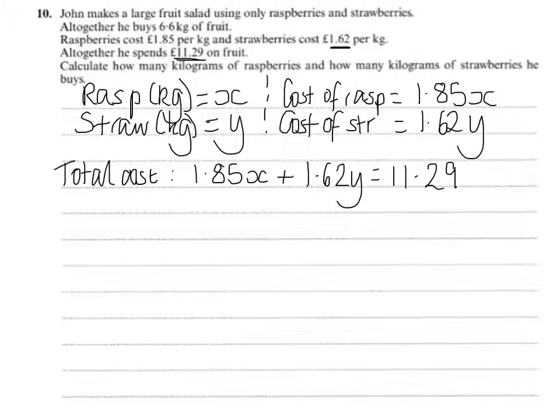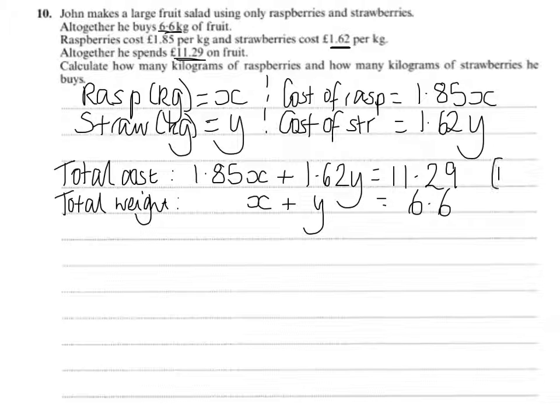We also know the total weight. So this is going to be the weight of the raspberries, which is X, plus the weight of the strawberries, which is Y, and we know the total weight is 6.6 kilograms. So we can already see we've got two equations there.